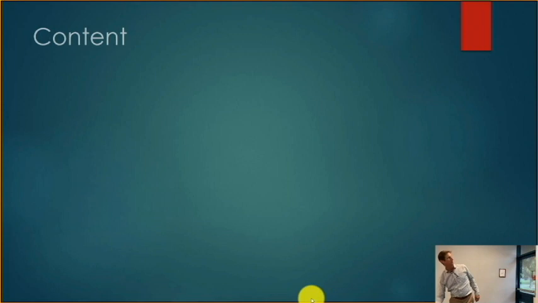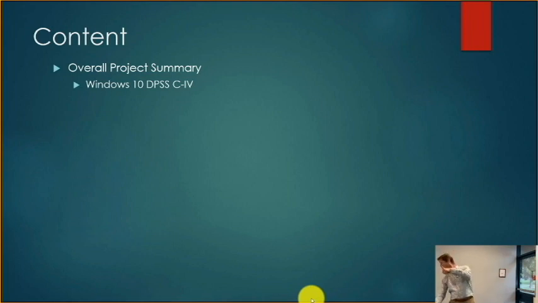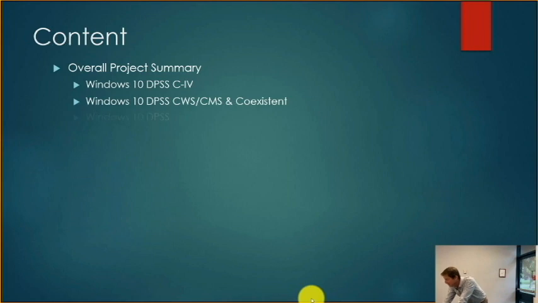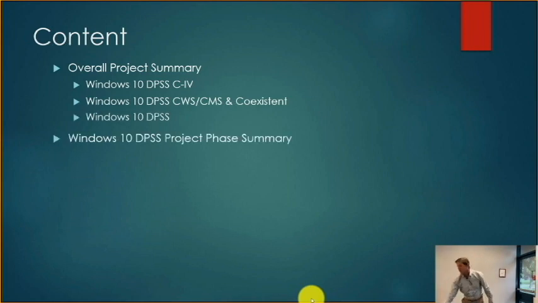Okay, here we go. Content. What are we going to talk about? Really quick. We're going to talk about the overall project summary. 3 phases. Windows 10 DPSS C4. Windows 10 DPSS CWS CMS and coexistent. Windows 10 DPSS proper. It's a mouthful. Okay, next. Windows 10 DPSS project phase summary.